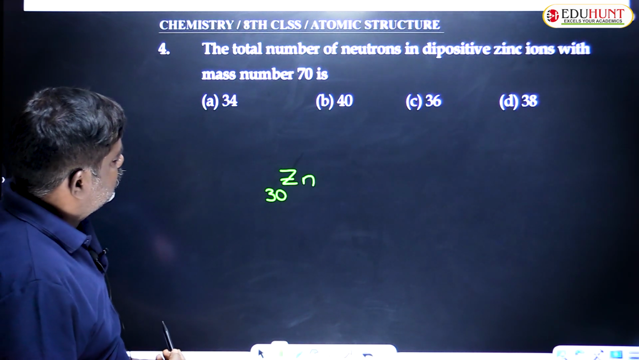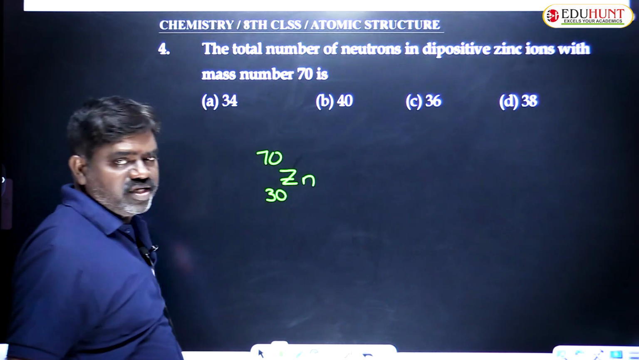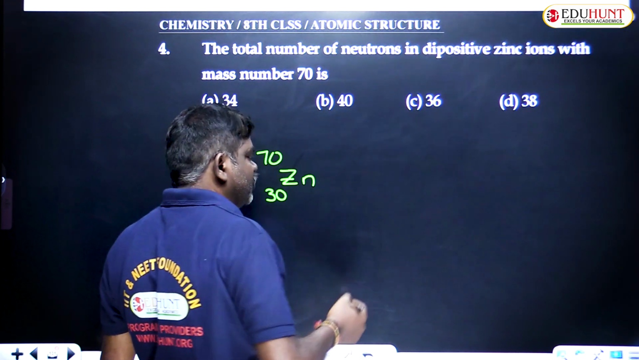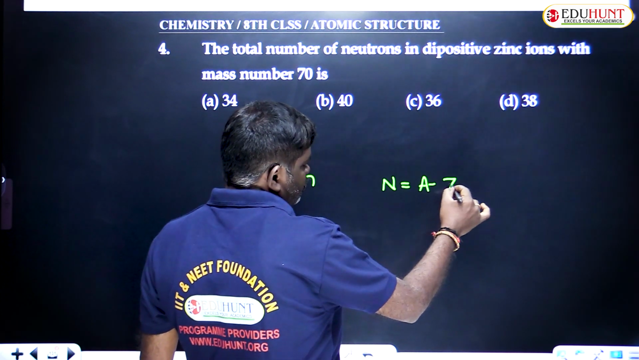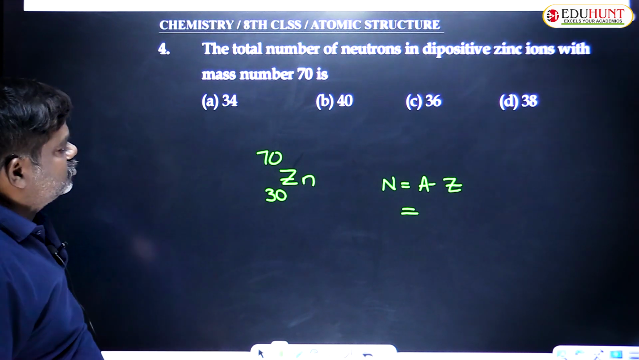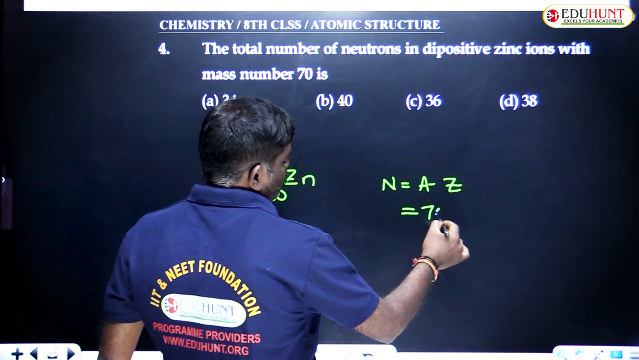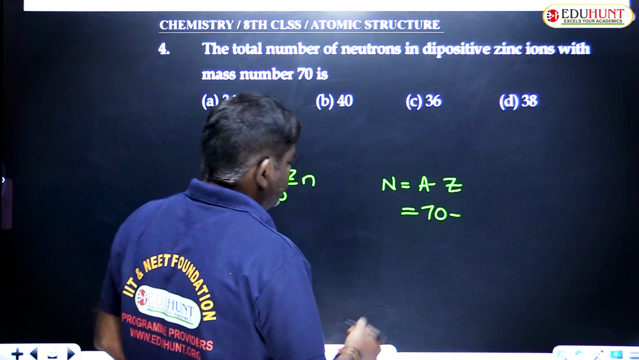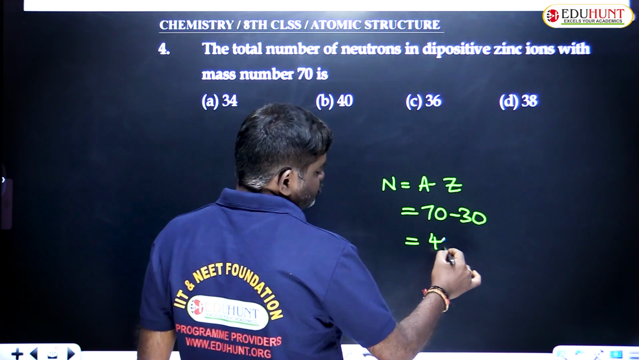Here, zinc, mass number 70 is given. The number of neutrons N is equal to A minus Z. See here how many neutrons there are. What is the mass number? 70. What is the atomic number? The atomic number of zinc is 30. 70 minus 30 is equal to 40.